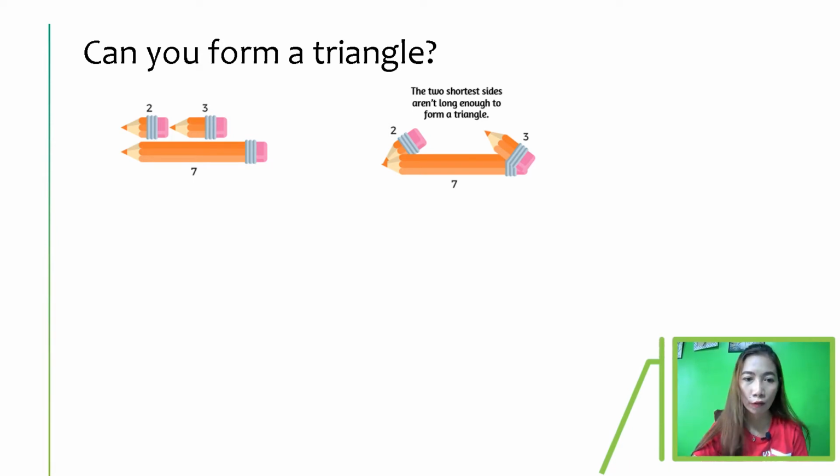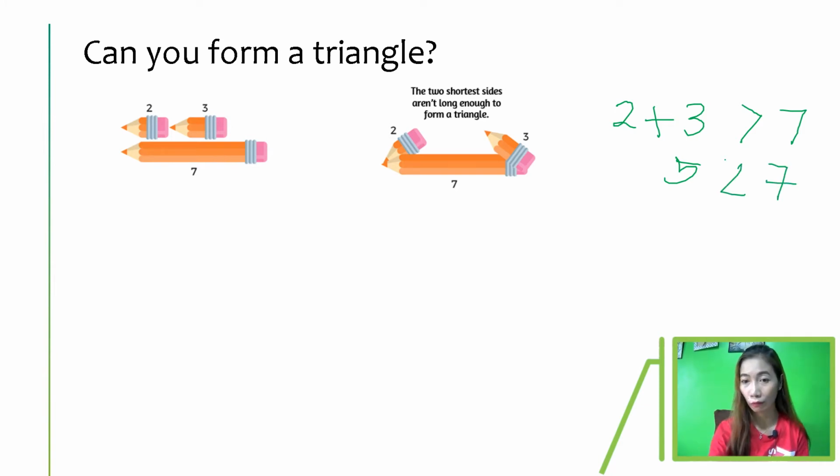Kasi here, if you add the two shortest sides, so that will be 2 plus 3. Is it greater than 7? No, that will give us 5. And it's not greater than, but it's less than 7. So kaya hindi siya nag-form ng triangle. Okay? How about the other sets?